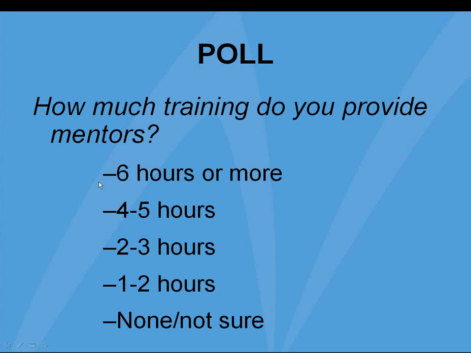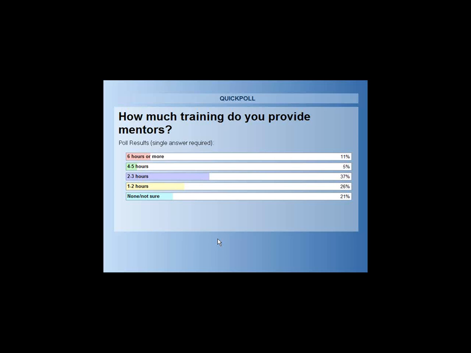We had the same percentage of people, or actually we had 83% this time, and here are the results. Great. Well, 11% of you do 6 hours or more, which is wonderful. 5% of you do 4 to 5 hours. 37% of you do 2 to 3 hours, 26% 1 to 2, and then 21% either do not offer training or are not sure.